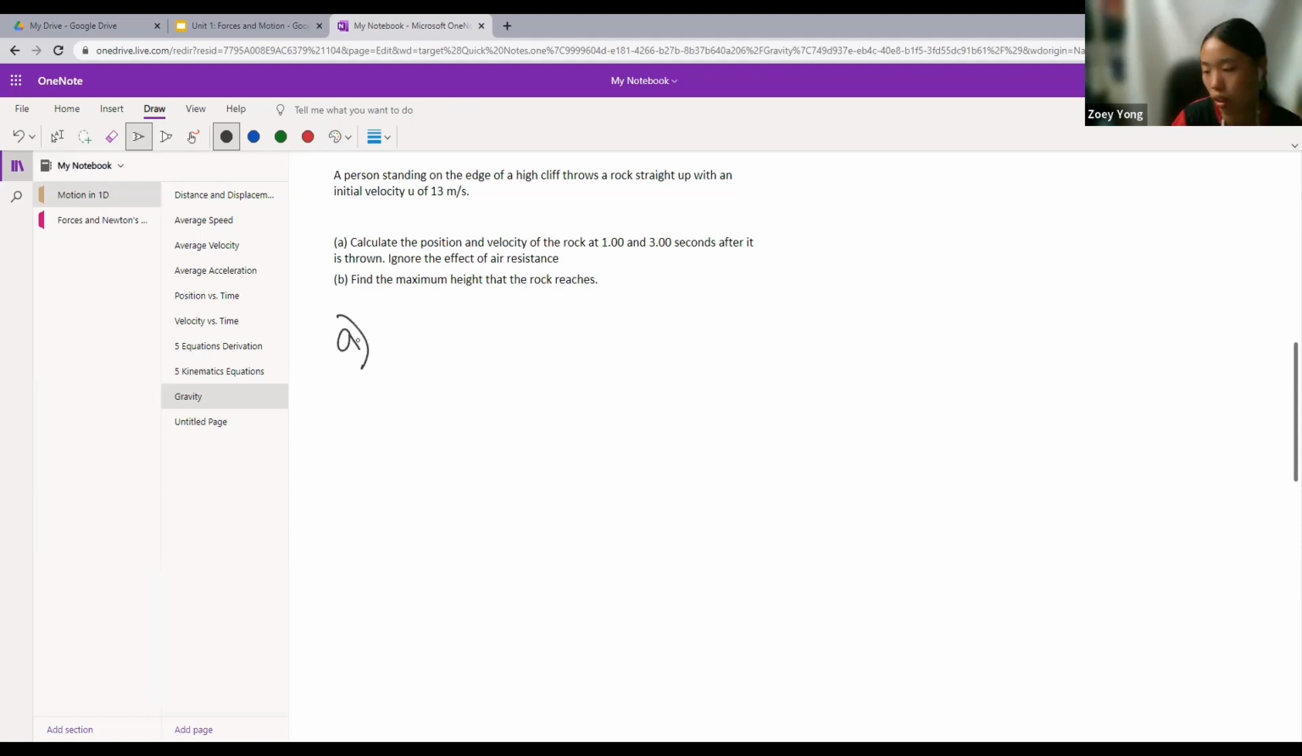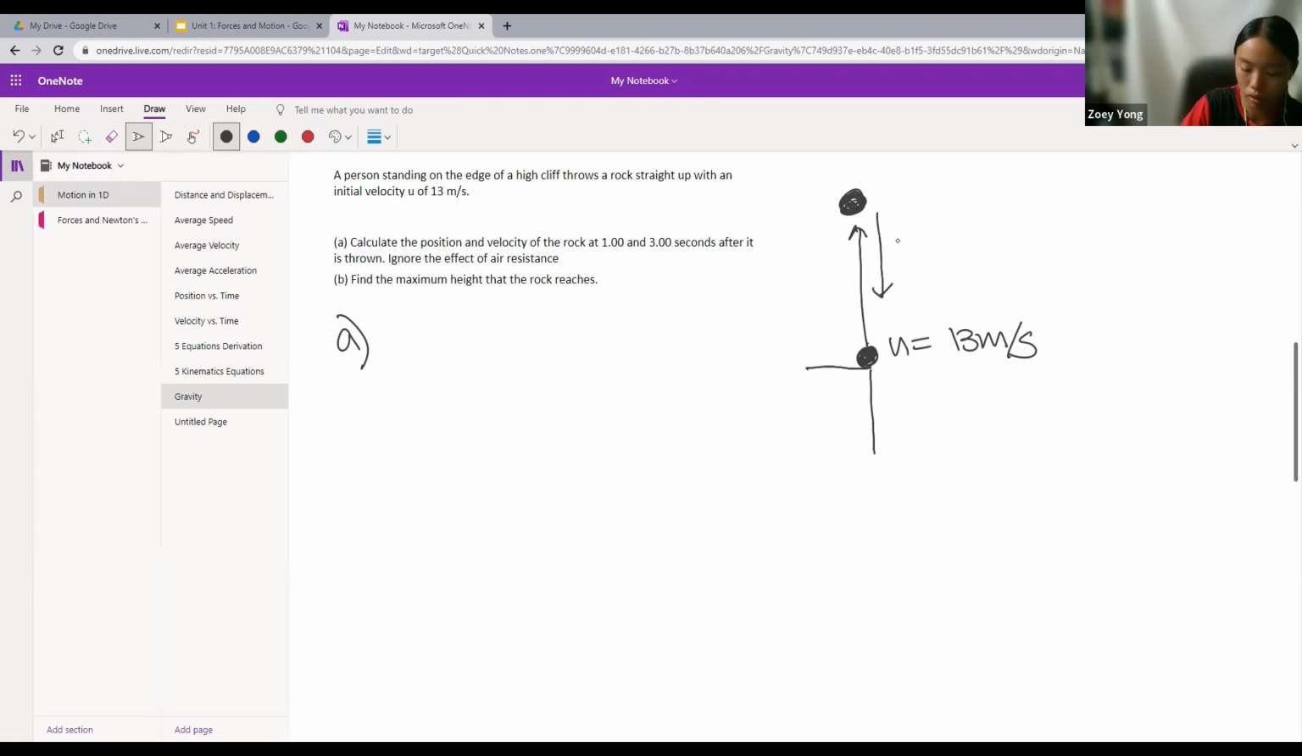So let's start with A. We can draw a picture first. So let's say we have this rock. Person is throwing it from here, like at the edge of a cliff. I'm just going to draw it as a rock. You can ignore the person. So it's starting here on the edge of the cliff, basically, and it goes straight up with u equals 13 meters per second. After it reaches the top, we know it's going to fall back down because there's gravity acting on it. So basically there's an acceleration acting in the opposite direction of the velocity. So this rock will eventually have to change direction.